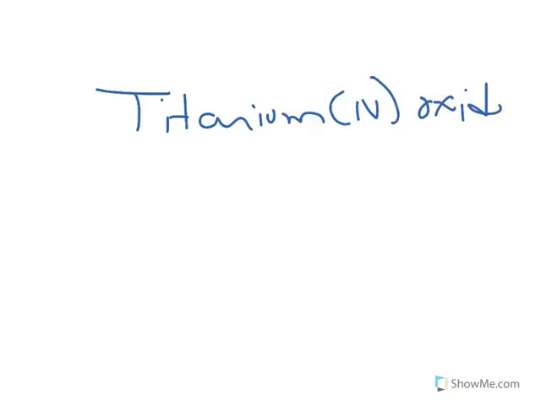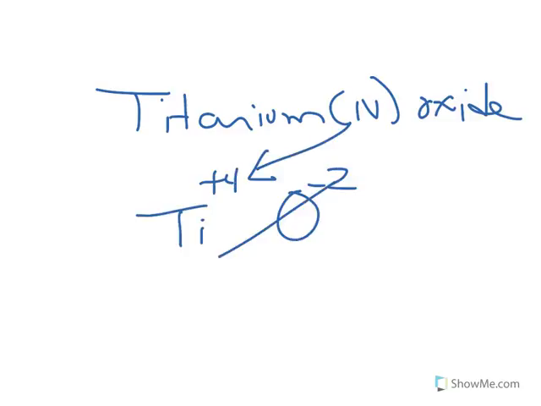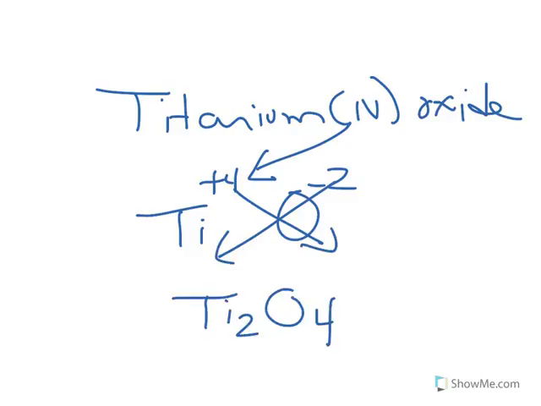Now I'll show you one more example of something a little bit more difficult. Titanium(IV) oxide. Titanium, charge of the metal, is +4. Oxygen is -2. When you crisscross, the molecular formula gives us Ti2O4. We can reduce this, however, so we get TiO2 as our empirical version of the molecular formula.